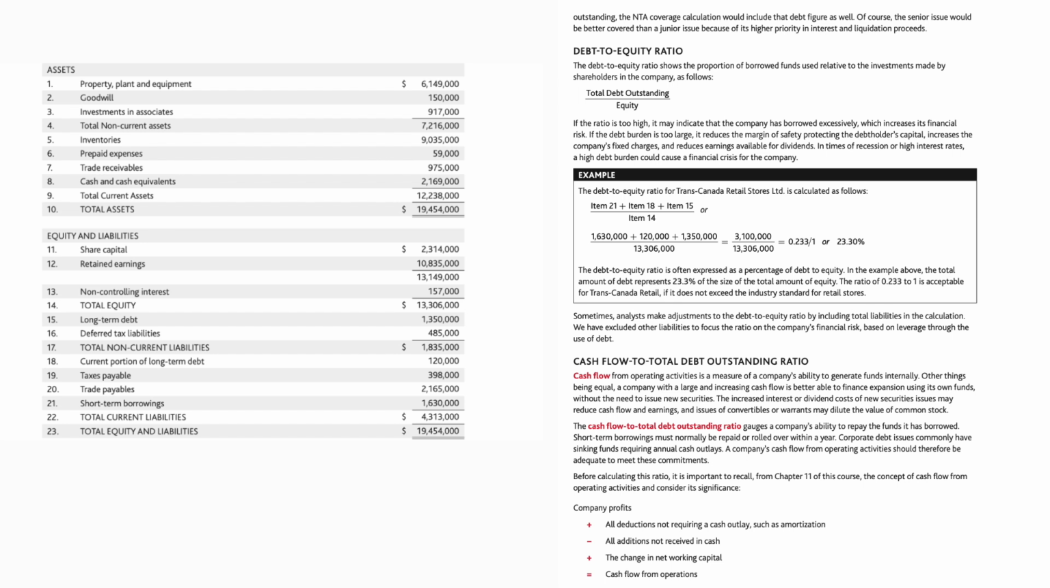Sometimes, analysts make adjustments to the debt-to-equity ratio by including total liabilities in the calculation. We have excluded other liabilities to focus the ratio on the company's financial risk, based on leverage through the use of debt.